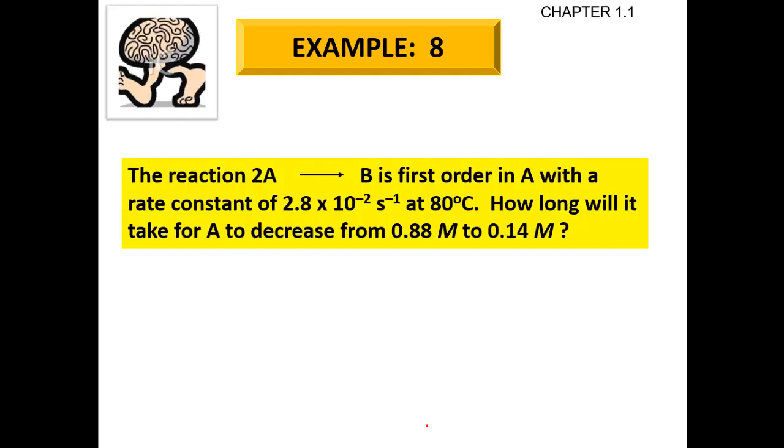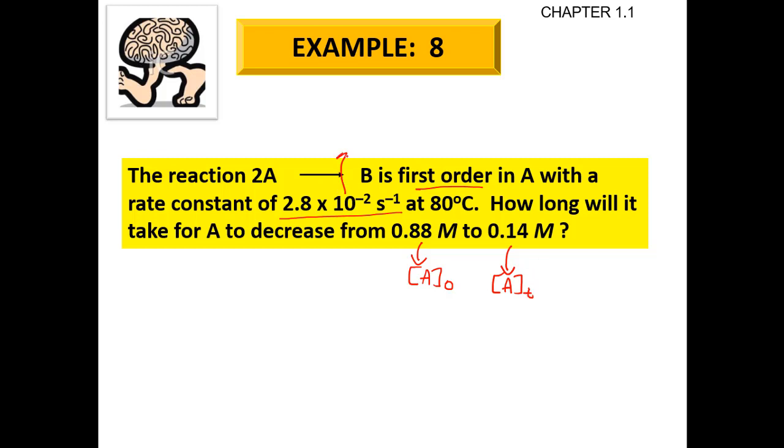Alright. This one, reaction 2A to B ni dia dah bagi tahu first order dan dia dah bagi rate constant 2.8 times 10 to the power of minus 2 per second. So dia tanya how long will the time take for A to decrease from 0.88 to 0.14. So asal dia adalah 0.88, concentration at time t adalah 0.14.